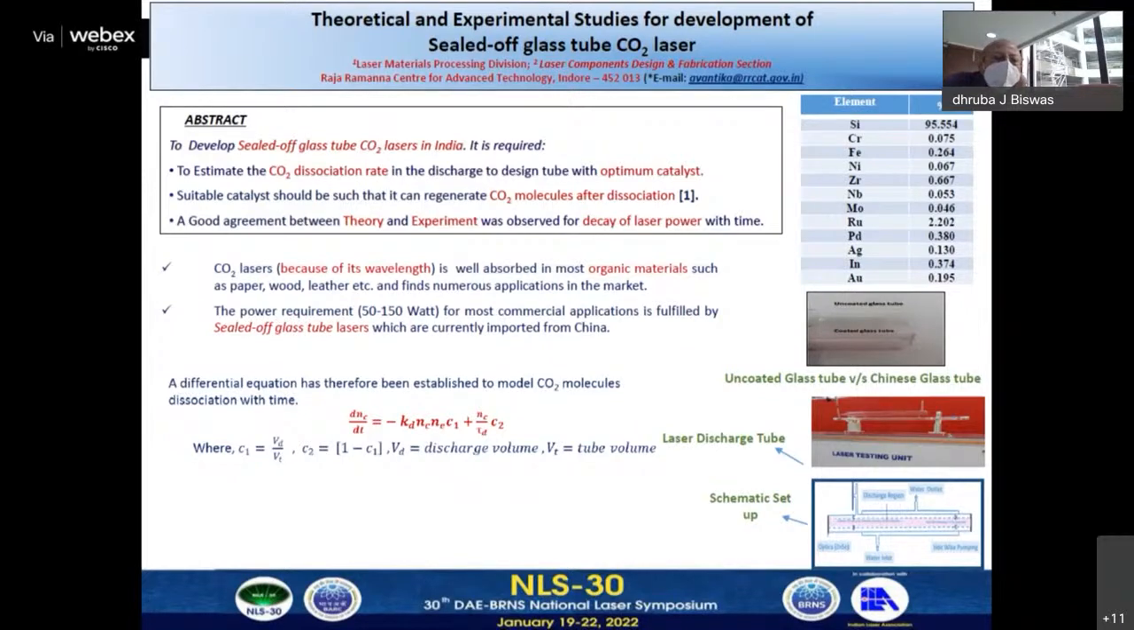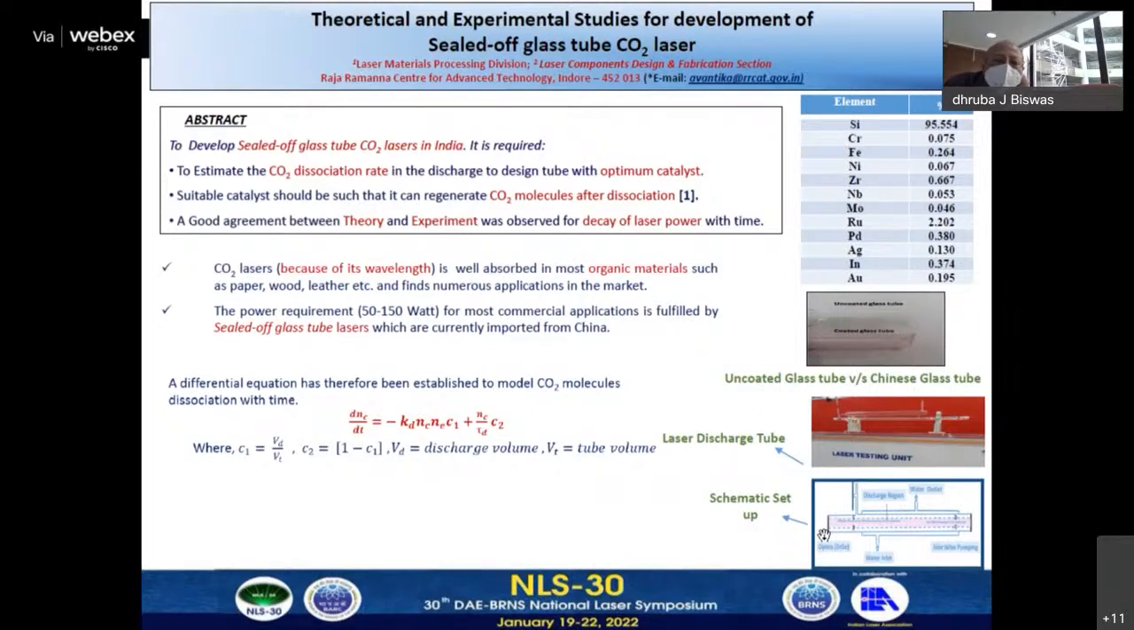As we can see from the diagram, there is an uncoated glass tube and a Chinese glass tube. We have listed the elements of the Chinese glass tube by X-ray analyzer. This is our experimental laser discharge tube, and the bottom diagram is the schematic setup.